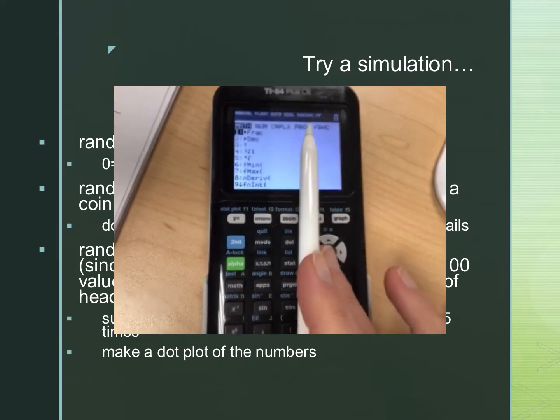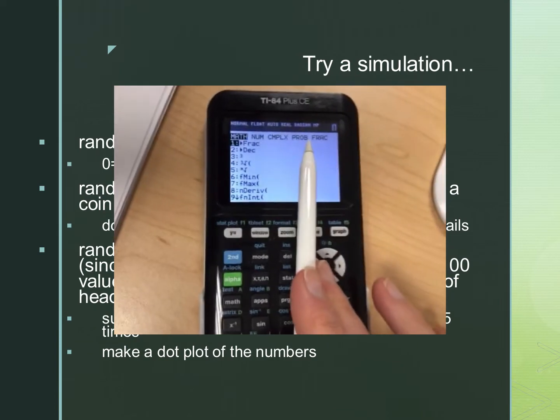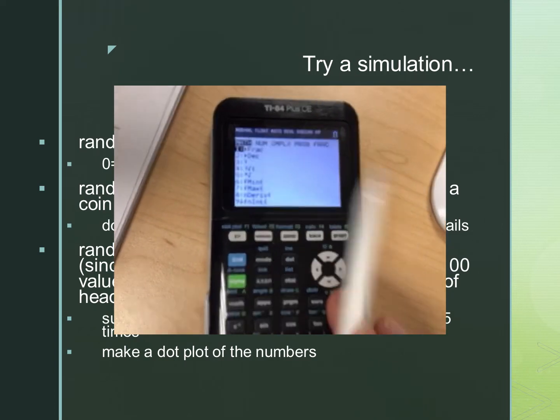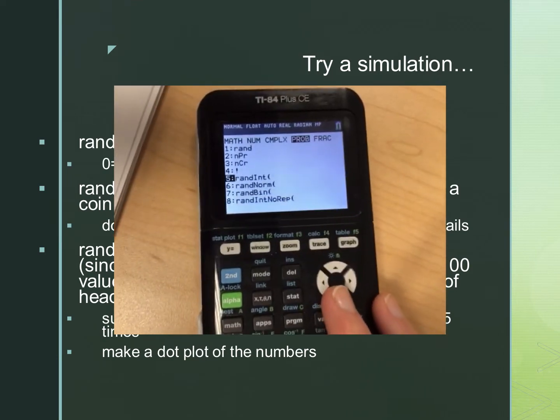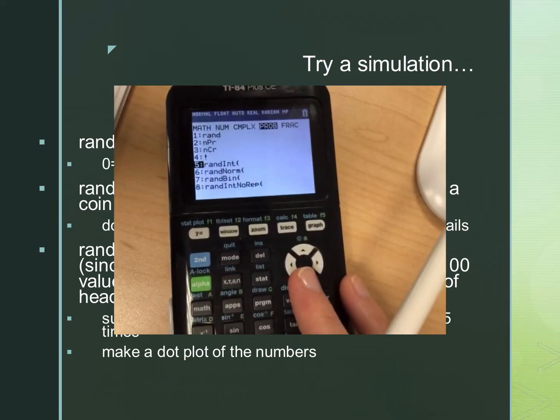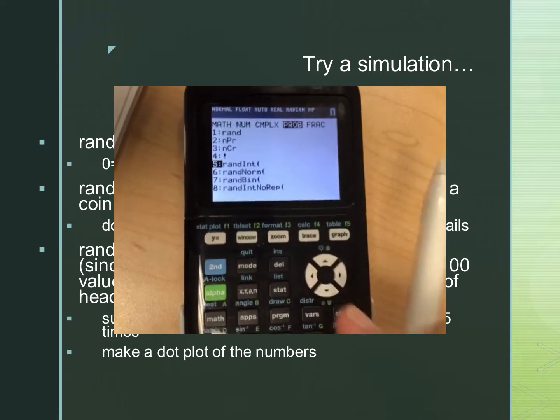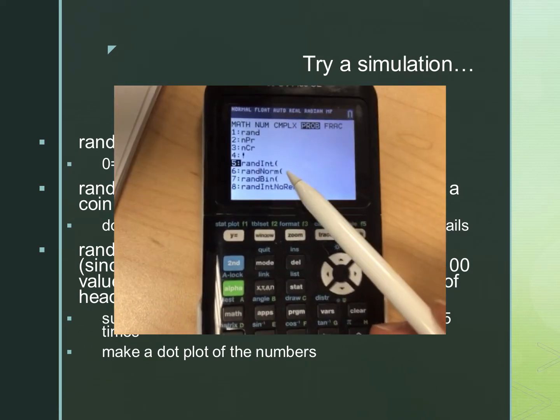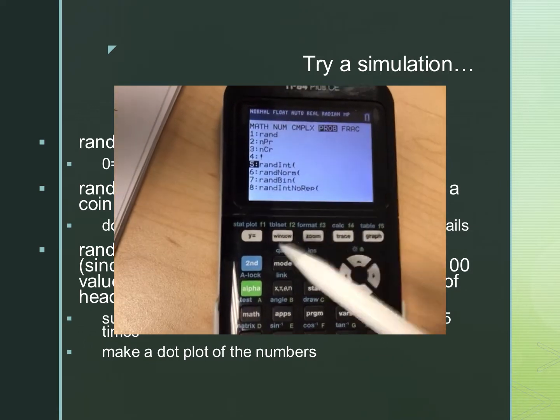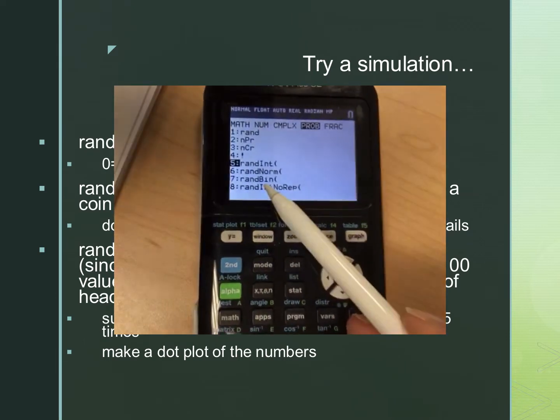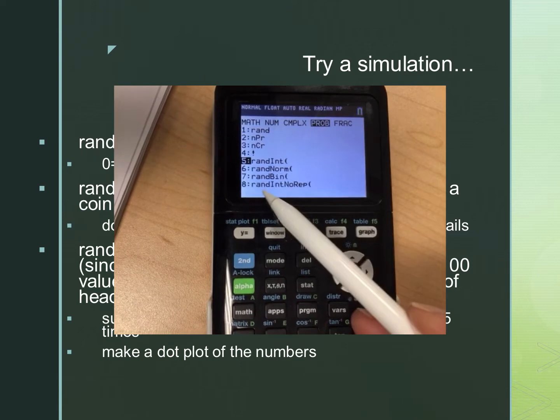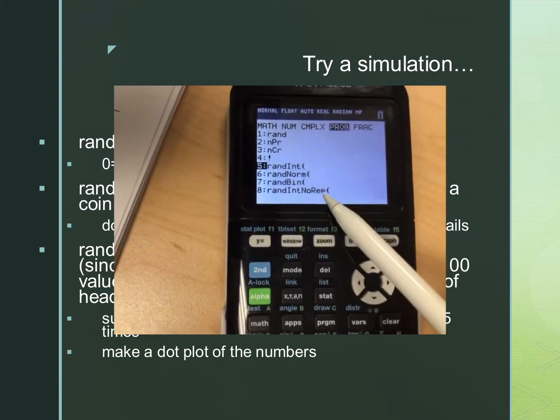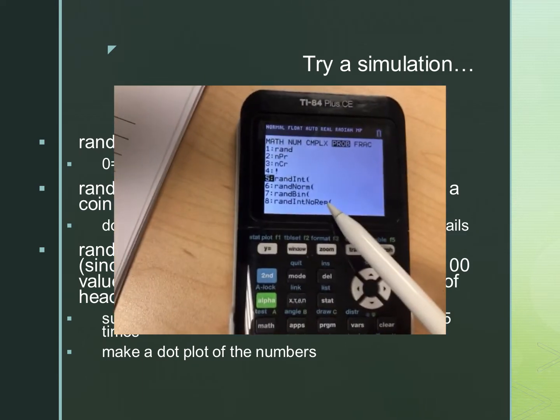We are going to go over to prob, which stands for probability. Then we go to randInt, which stands for random integer. RandNorm is a random normal number from the normal model. RandBin is a random binary, 0 and 1. And randIntNoRep is if I don't want a repetition.